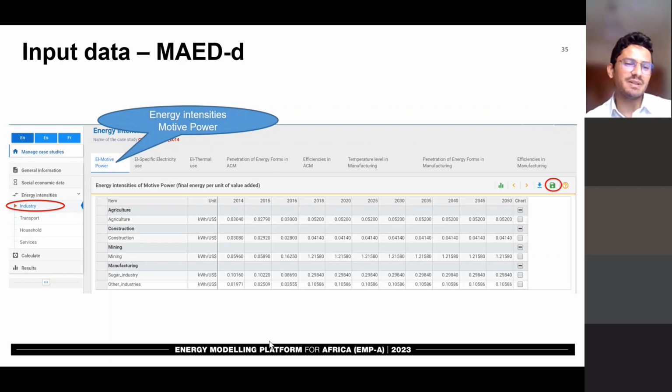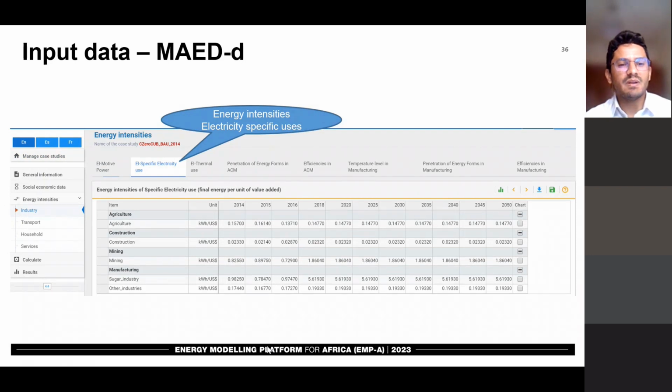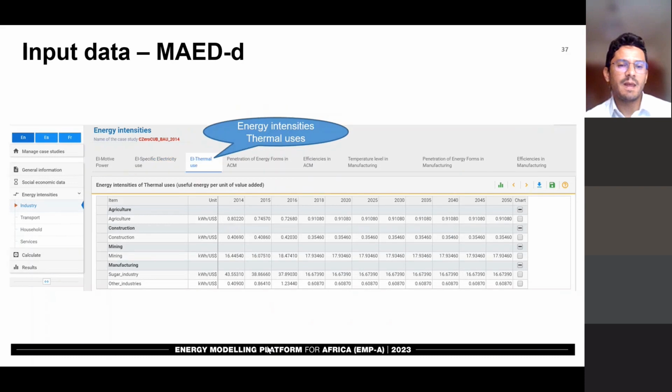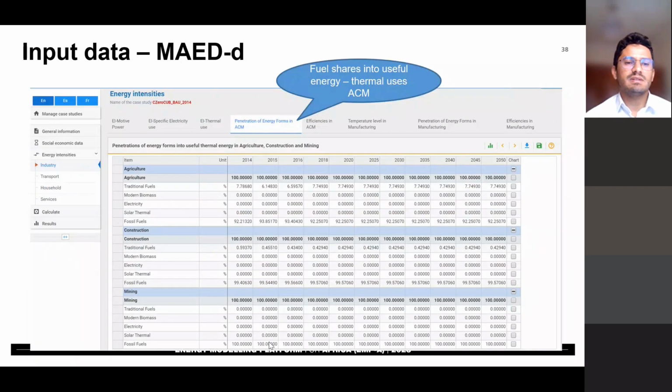It is very important to save, because saving will not be done automatically. So after each modification, we need to save. And we need also energy intensities for electricity specific uses, again for different sectors or subsectors if we define them. Energy intensities again for thermal uses. As I said, this is calculated based on the useful energy. And we will need also these fuel shares into useful energy for thermal energy uses for ACM.